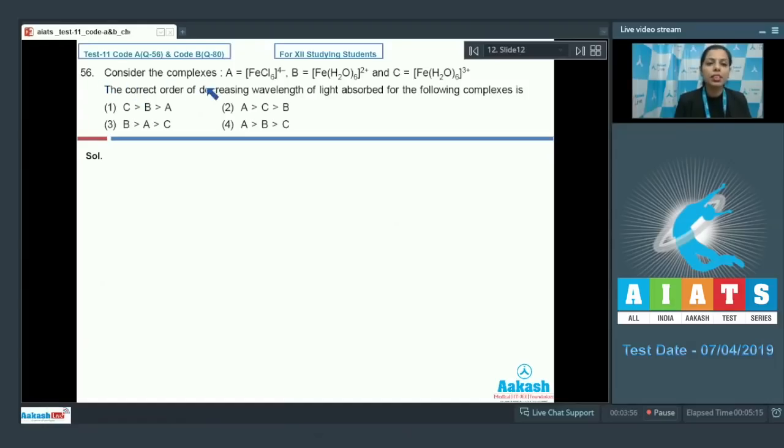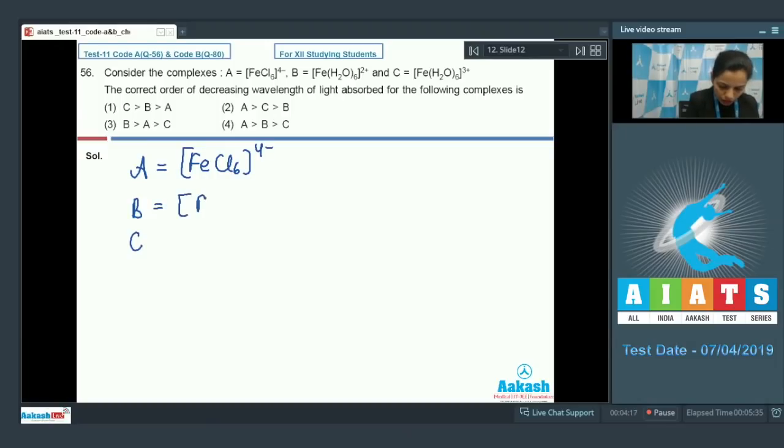Question number 56. Consider the complexes A, B and C. The correct order of decreasing wavelength of light absorbed for the following complexes is. We have the order that's given here. Three complexes we have, A, B and C. First one is FeCl6 4 negative.